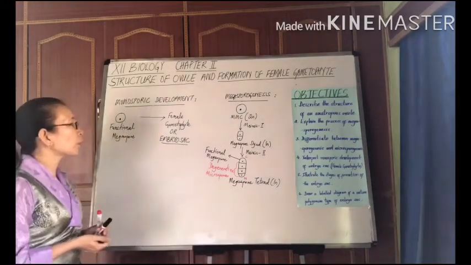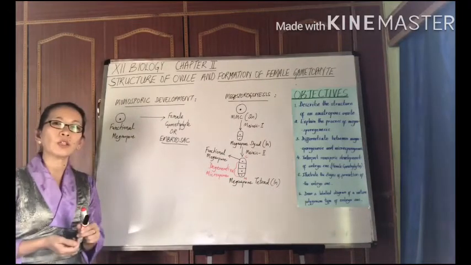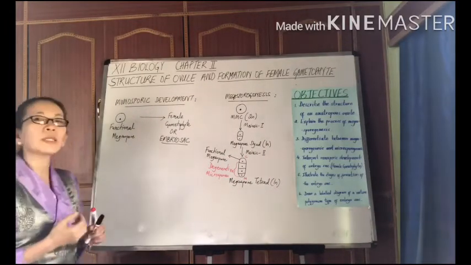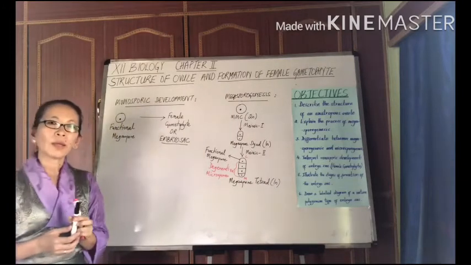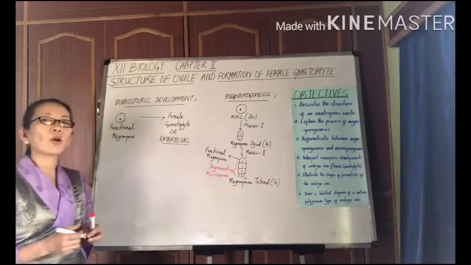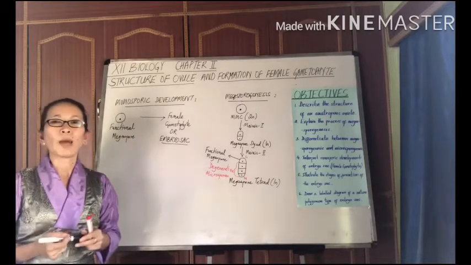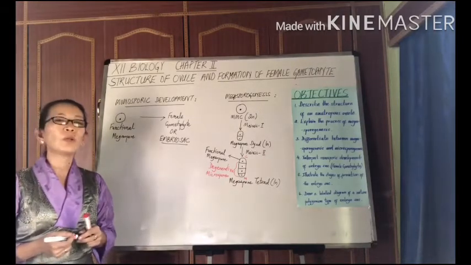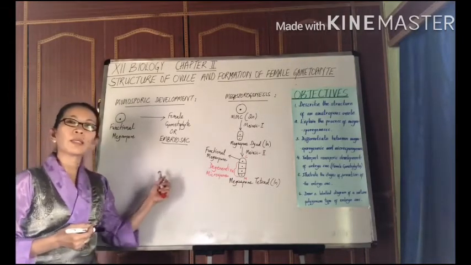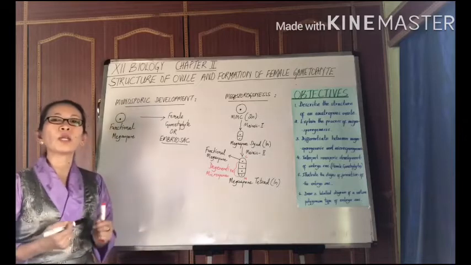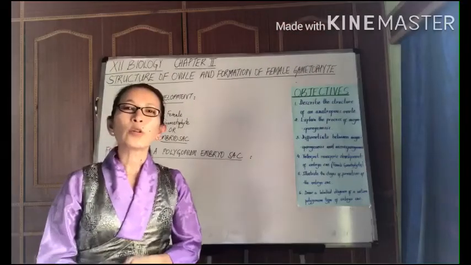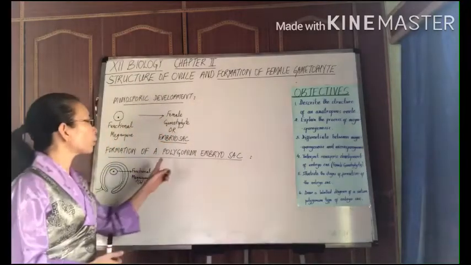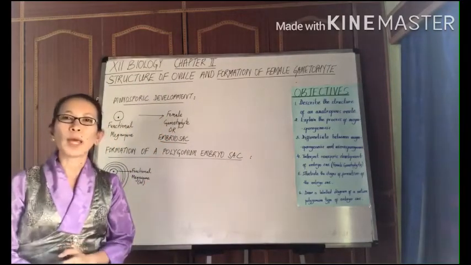And what we are going to be looking into is one of the common types of monosporic embryo sac. Okay, and that is an embryo sac called the polygonum embryo sac. And we will look into the details about the formation of a polygonum embryo sac. Well, let us now trace the process through which we have the formation of a polygonum embryo sac.